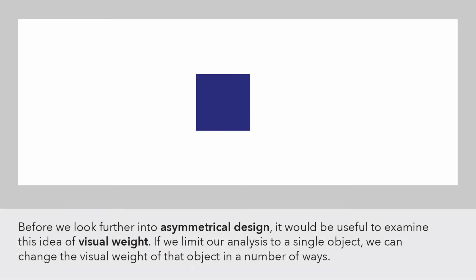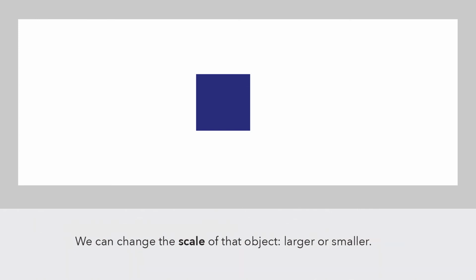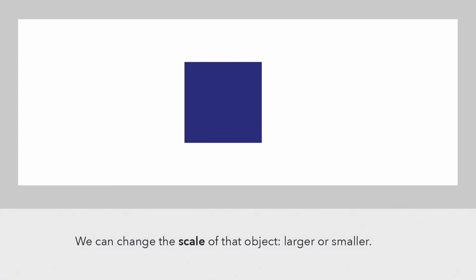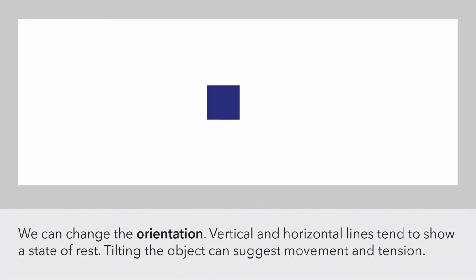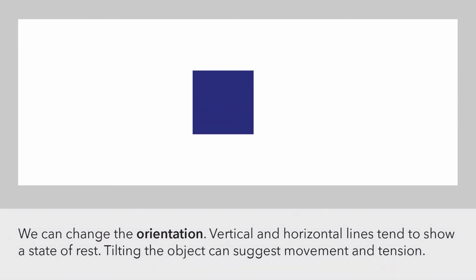Before we look further into asymmetrical design, it would be useful to examine this idea of visual weight. If we limit our analysis to a single object, we can change the visual weight of that object in a number of ways. We can change the scale of that object. We can make it larger, and we can make it smaller. We can change the orientation. Vertical and horizontal lines tend to show a state of rest. Tilting the object can suggest movement and tension.